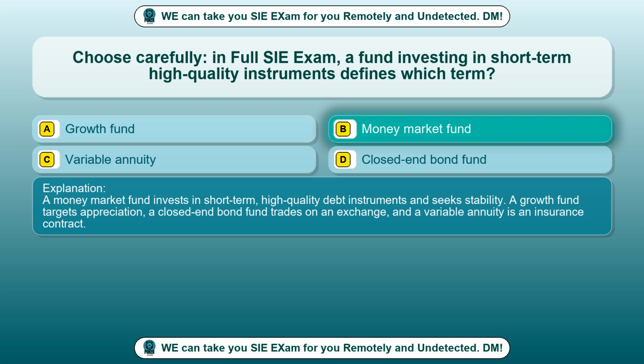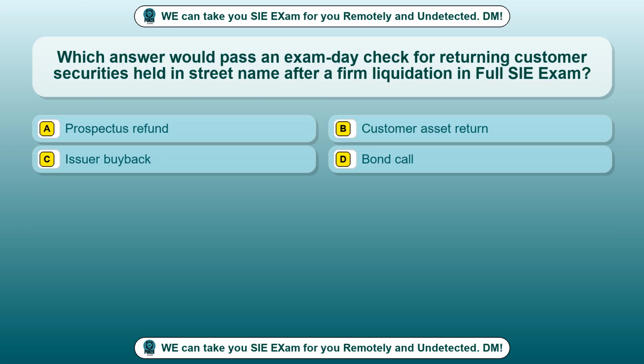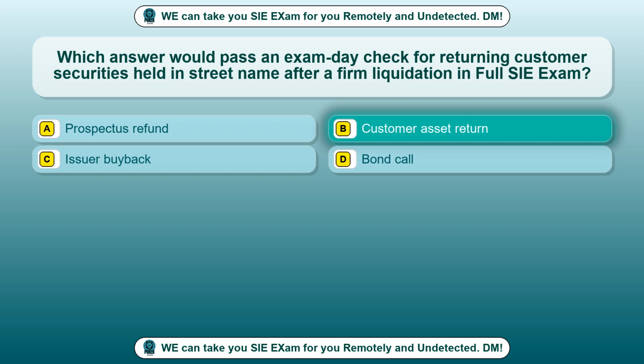A money market fund invests in short-term, high-quality debt instruments and seeks stability. A growth fund targets appreciation, a closed-end bond fund trades on an exchange, and a variable annuity is an insurance contract. Question 49. Which answer would pass an exam day check for returning customer securities held in street name after a firm liquidation in full SIE exam? Option A, Prospectus Refund. Option B, Customer Asset Return. Option C, Issuer Buyback. Option D, Bond Call. The correct answer is option B, Customer Asset Return.